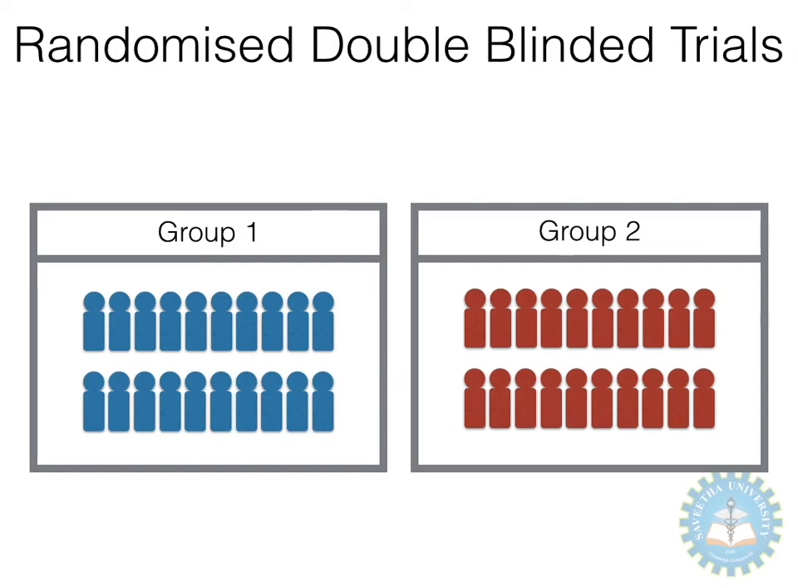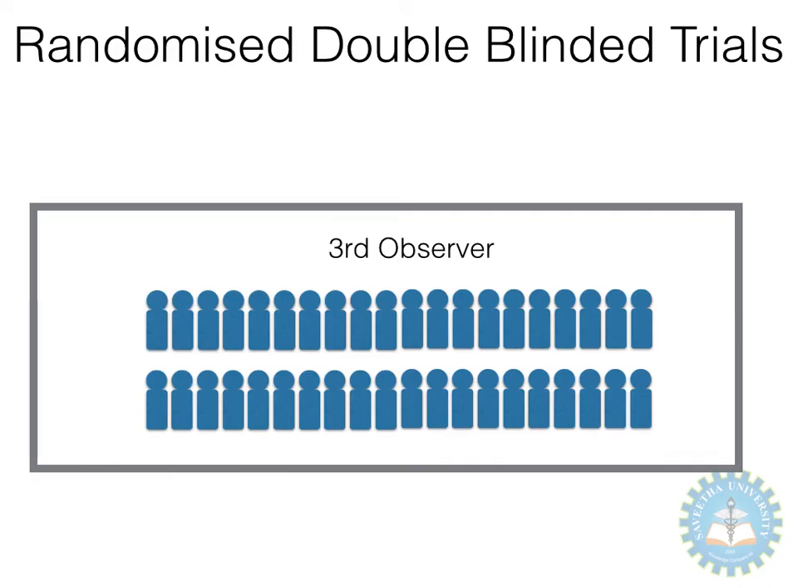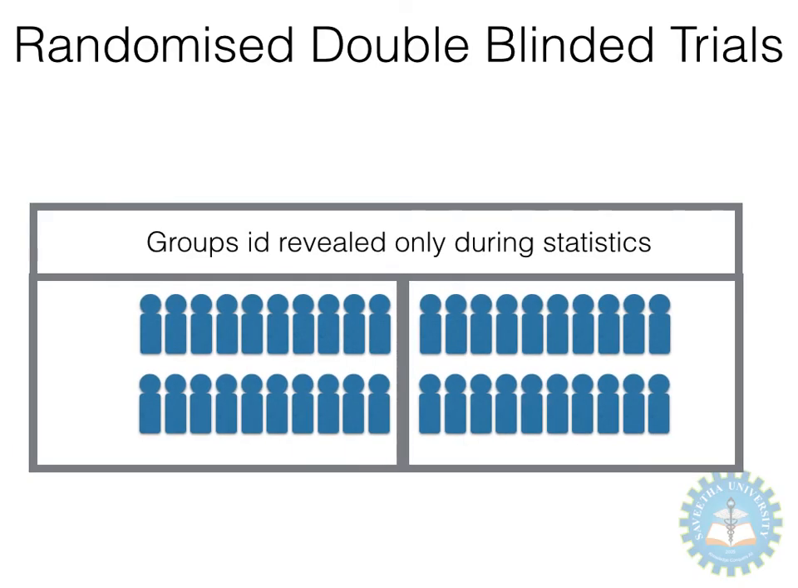Single blinded studies are ones in which the patient is not aware of the treatment they receive or to which group they belong. But in a double blinded study, after the groups are allocated, the patients are given treatment A and treatment B, and the operator who gives the treatment will obviously know what kind of treatment they gave to the patient. However, after the treatment is given, during the observation period, a third observer will collectively see the patients of both the groups and record the clinical parameters like how healthy they are and so on. And the group IDs will be revealed to the operator only during statistical analysis.